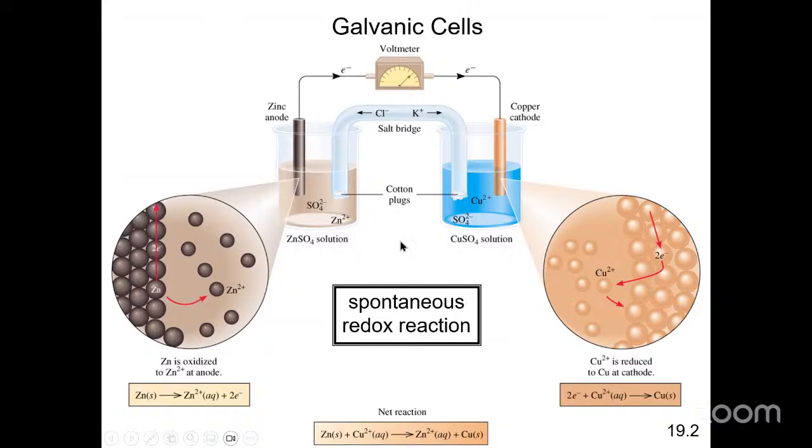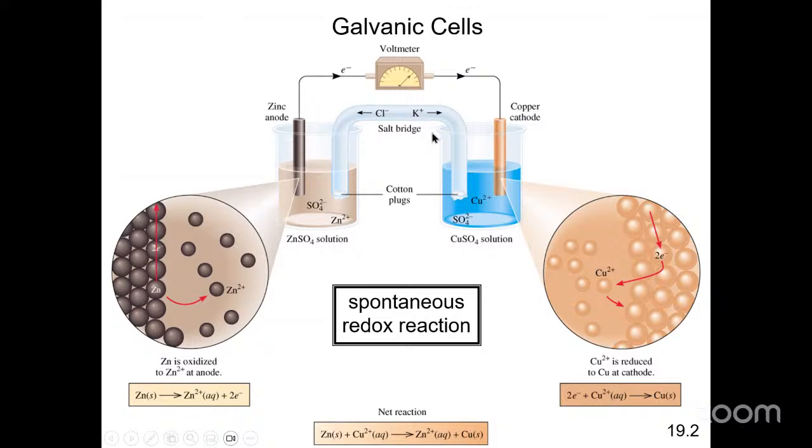Now, in order to prevent that from happening, or to reduce the likelihood of it happening, we have as part of the apparatus what is known as the salt bridge. The salt bridge is, if I remember correctly, agar gel soaked in a particular ionic compound solution. In this case, it would be soaked in potassium chloride solution.